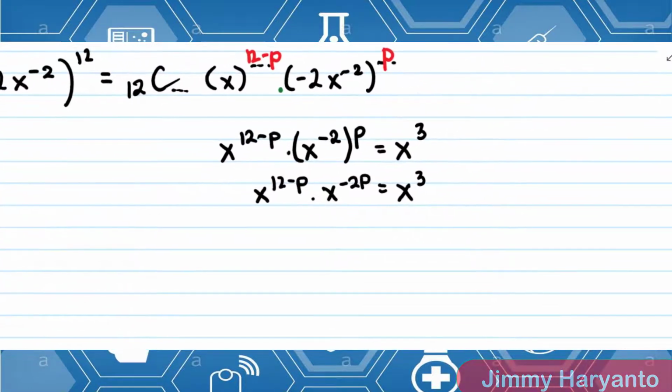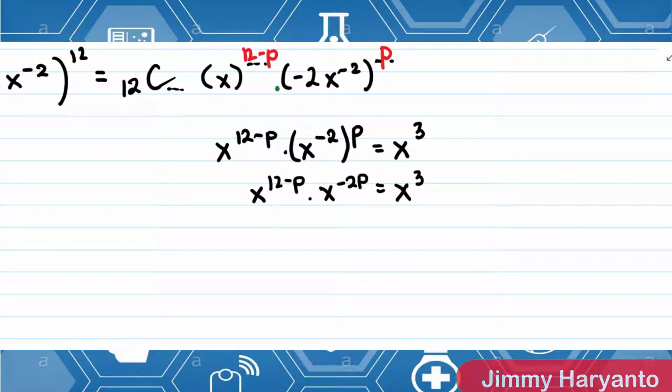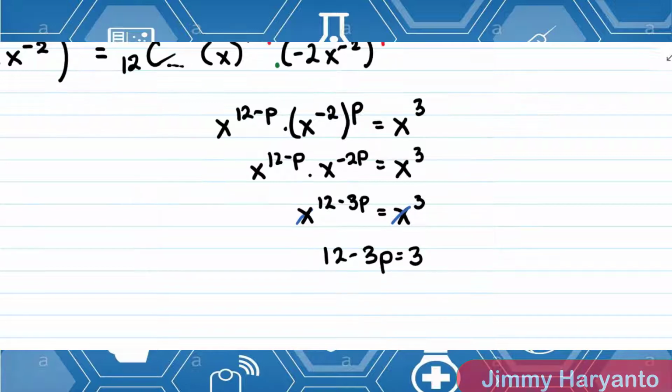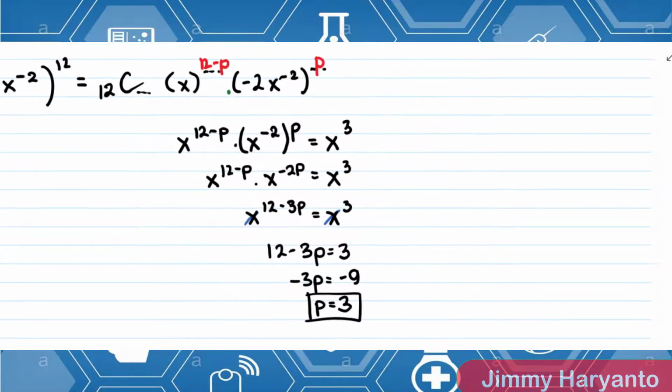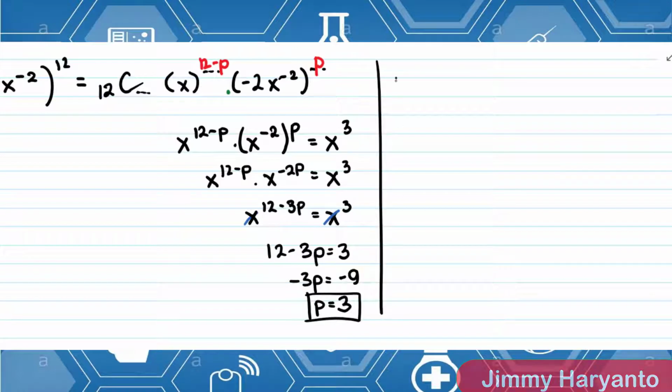And then we know that if we multiply, the powers will be added, addition. It will be x to the power of 12 minus 3p equals x to the power of 3. And then I can remove the x. So I will have 12 minus 3p equals 3. So negative 3p equals negative 9. p equals 3.